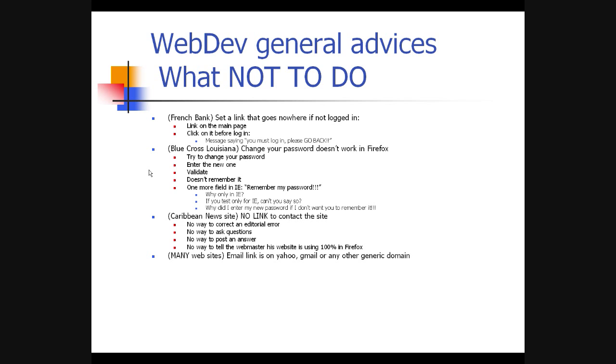Another problem that is extremely common. You have a website for a company and there is an email link, but the email link is not on the company domain. The email link is on Yahoo, Gmail, or any other generic domain. Why do I have a problem with that? Well, it means that they don't know how to set up a mail server for their domain. They just don't know. Even if they want to continue to use their email address on Yahoo or Gmail, they can do a forward very easily in just a few minutes.